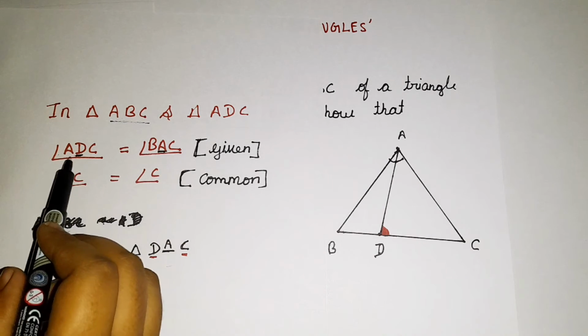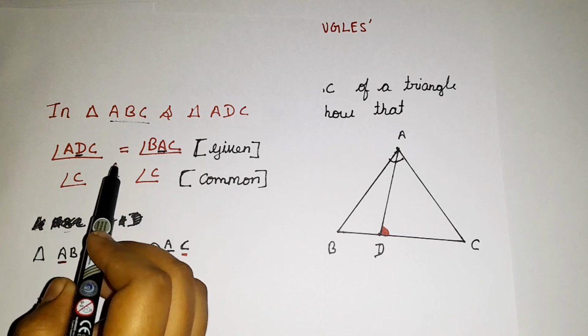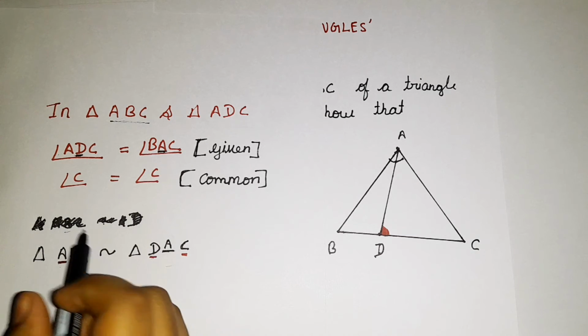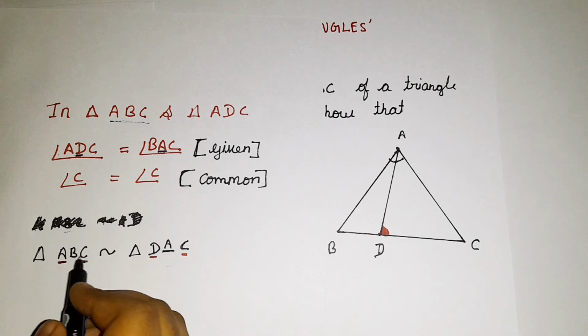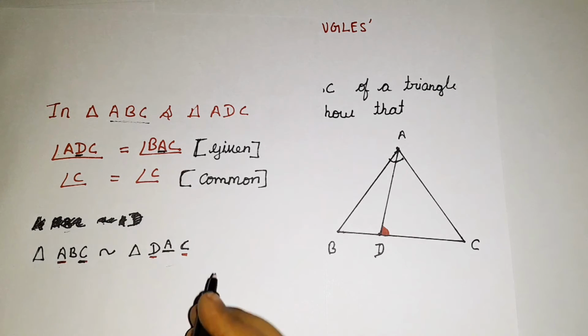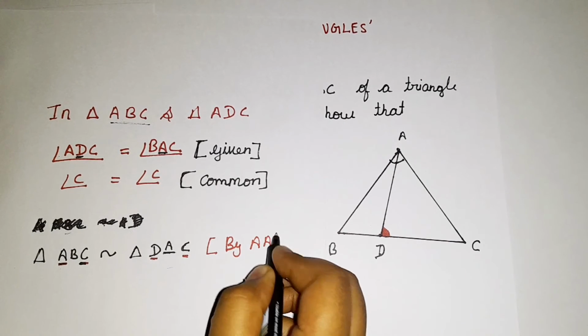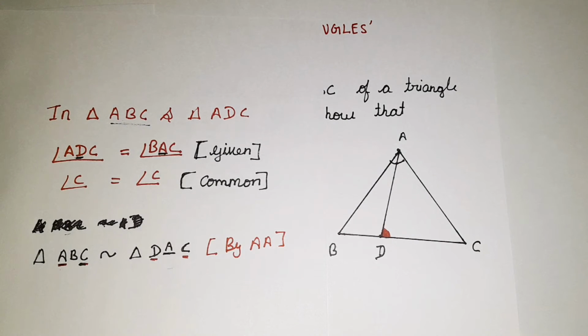Am I right? Why? Because according to these values, angle D should be equal to angle A. Likewise, here angle A is equal to angle D. Both are the same. And then angle C is equal to angle C. So now which criterion? By AA. So please guys, never commit this mistake. Most probably you used to commit mistakes while proving it is similar. So please don't commit it.